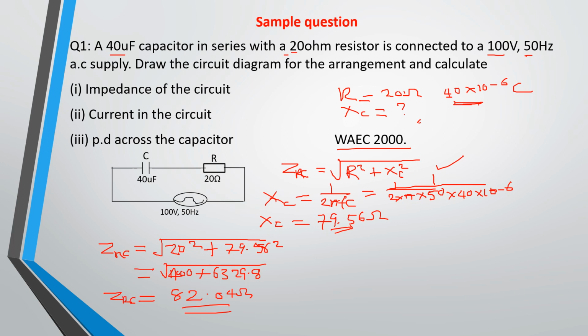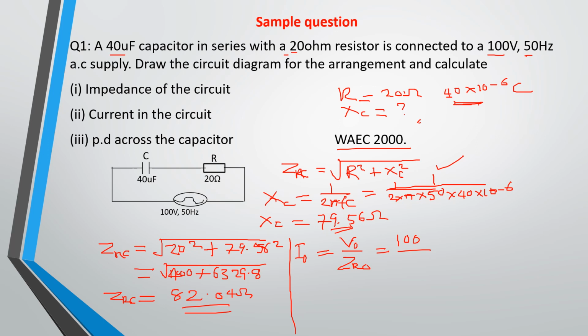Okay, this is the impedance of this circuit arrangement. Then the current that is flowing in this circuit is equal to the voltage all over the impedance. Remember, so current is equal to V0 all over Z RC. Okay, so remember this equation, we got this equation before. The voltage in this circuit is equal to 100 divided by your impedance, which is 82.04.